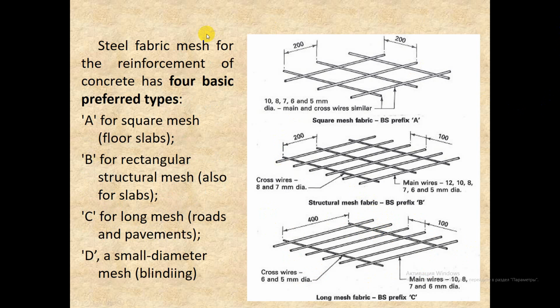Steel fabric mesh for the reinforcement, we already know that has 4 basic preferred types: A, B, C, D. So D, a small diameter mesh for binding.